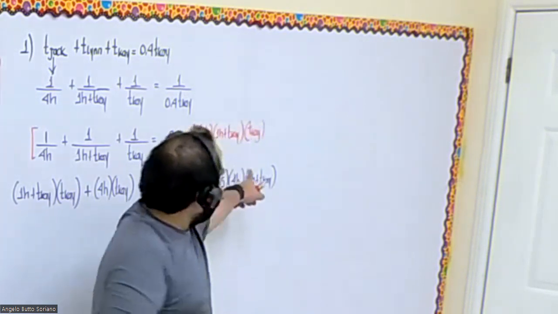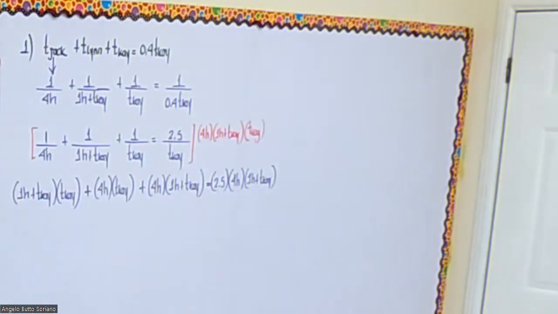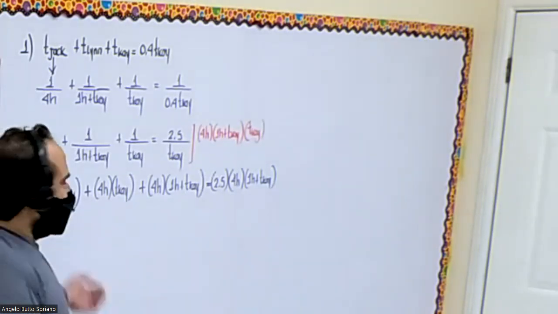And what happened with the last one? The last one will be canceled. Okay? And we are creating the new system of equations. What we have to do? Now we can apply the distributive property.